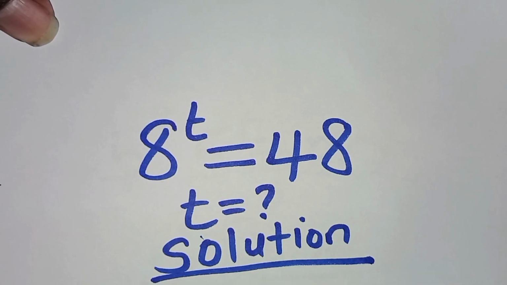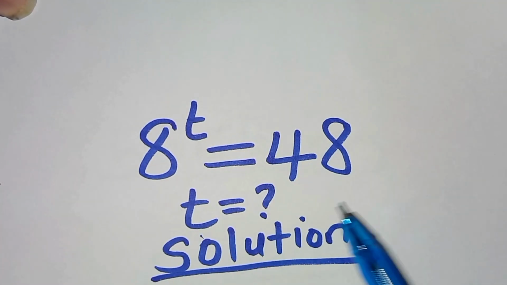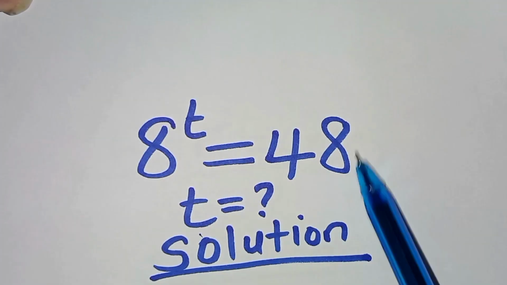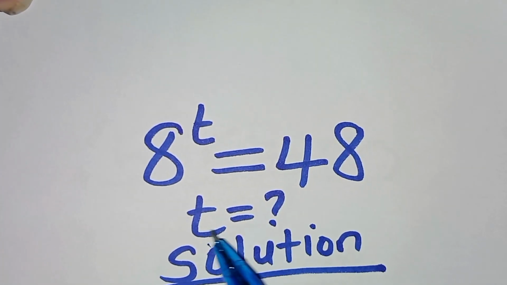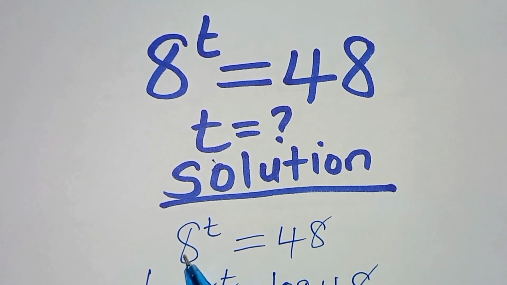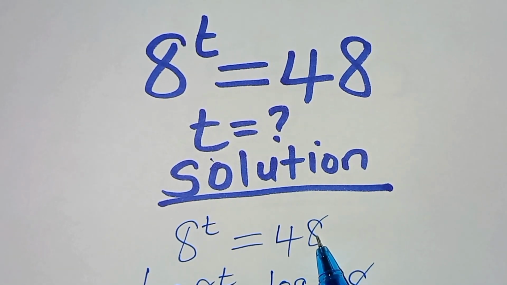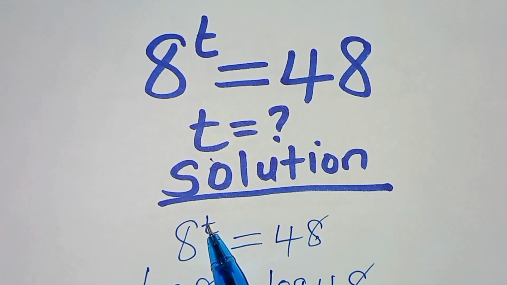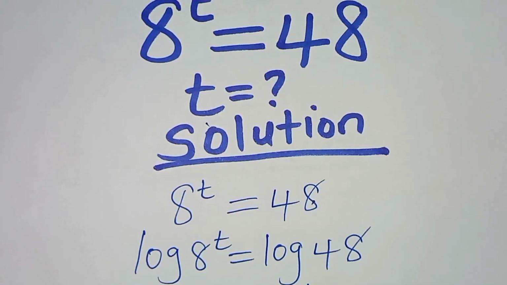Let's present the solution given this nice exponential equation, which is 8 to the power t, equal to 48. So what is the value of t? Now, solution here: we have that 8 to the power t is equal to 48. Now to solve for the value of t, we introduce the natural logarithm on both sides.